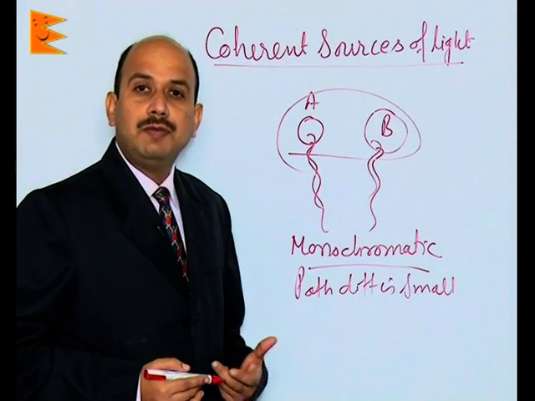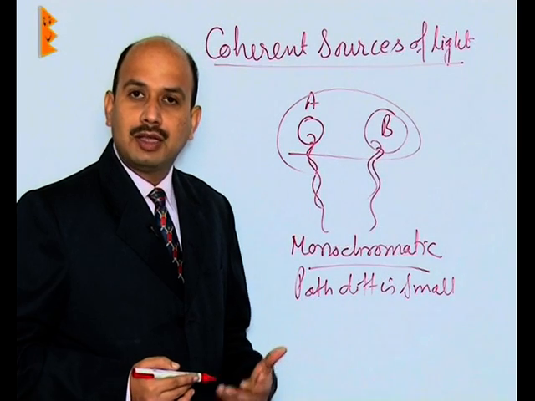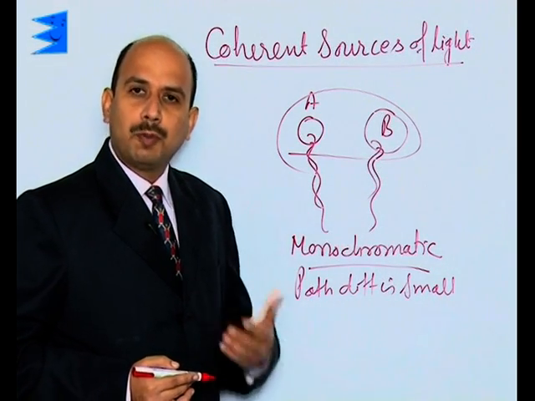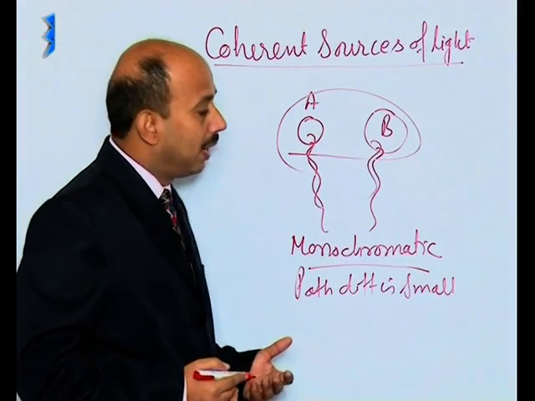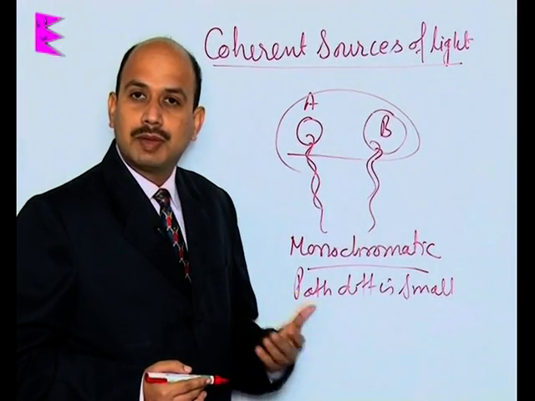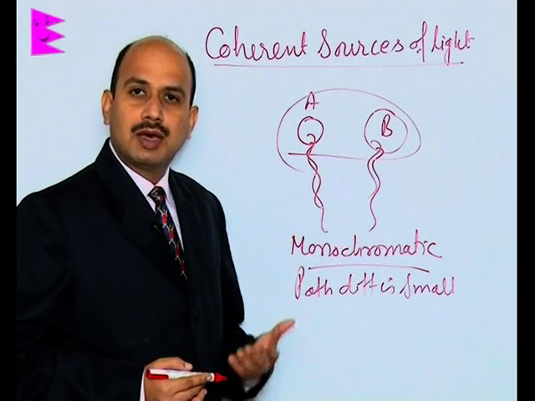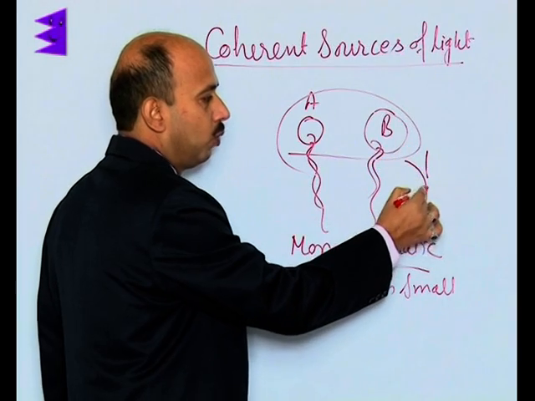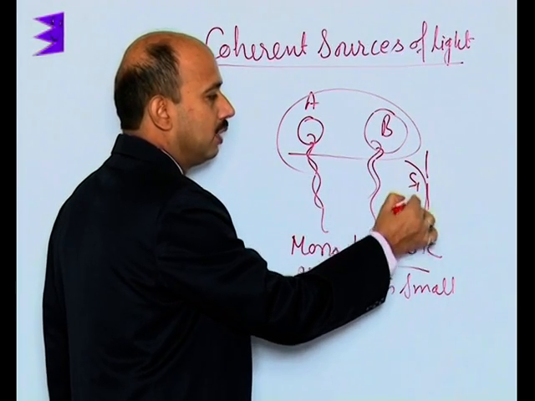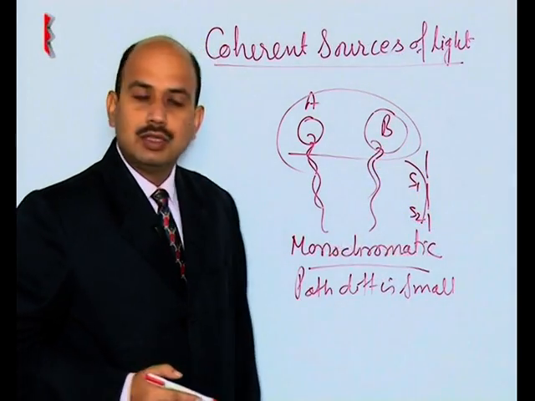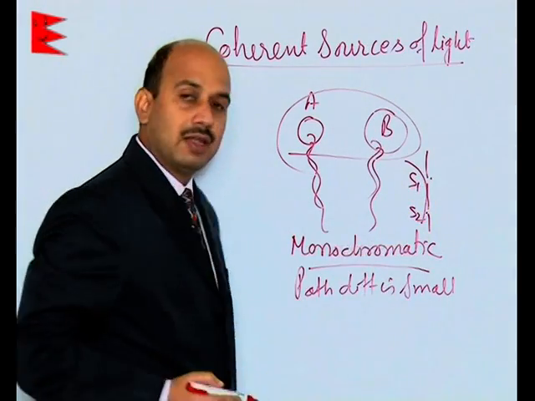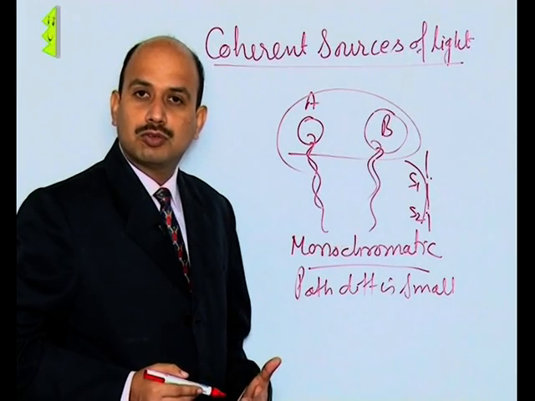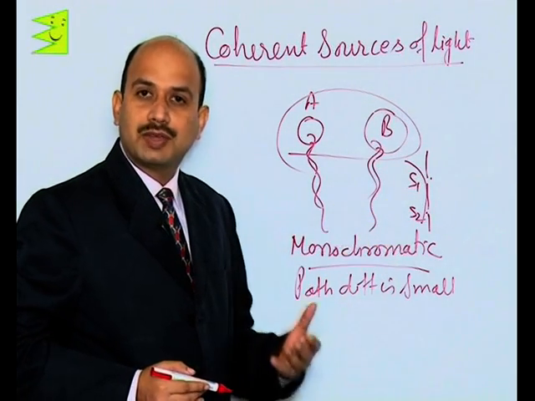If you take two identical light bulbs, they cannot be taken as coherent. So we obtain coherent sources of light by dividing the wavefront into different parts. We just put a double slit. Suppose this is a wavefront, and you put one slit over here and one slit over here, so there are these two sources of light. These two sources can be said to be coherent. So we can obtain coherent sources of light by dividing the wavefront.